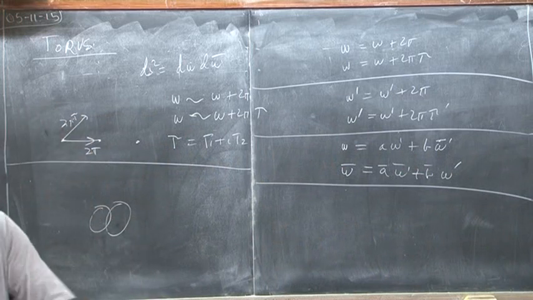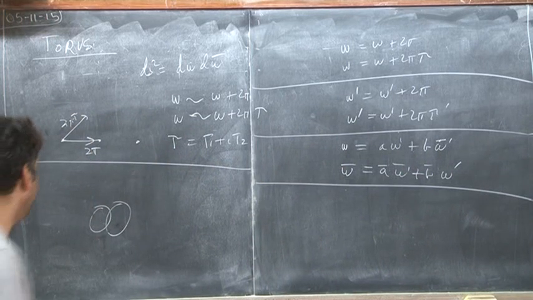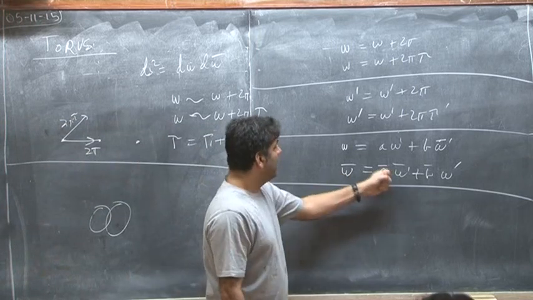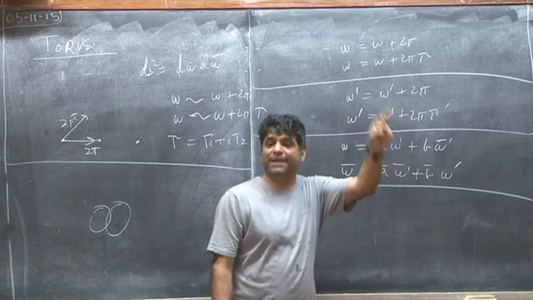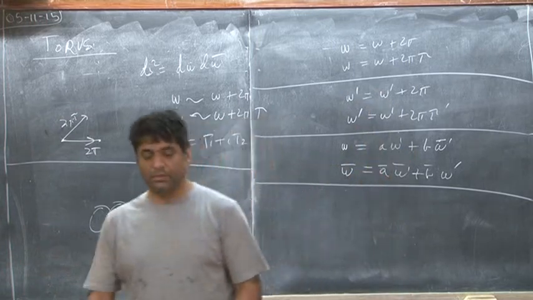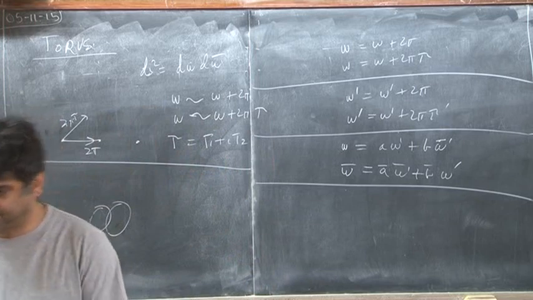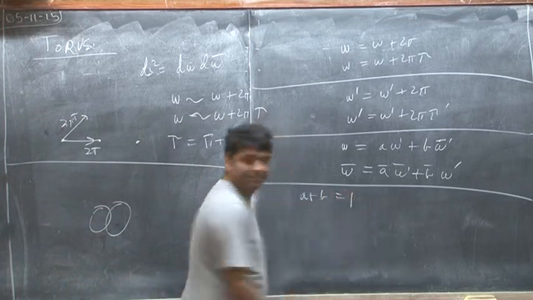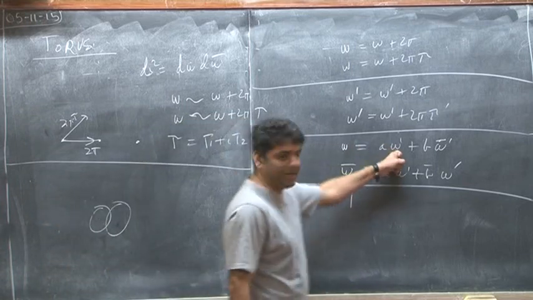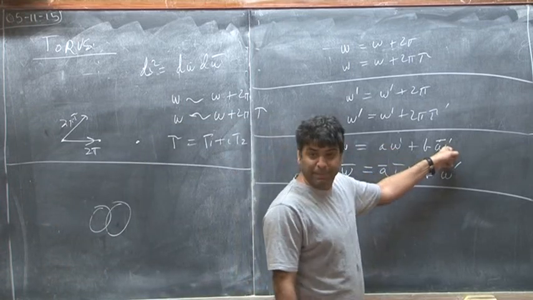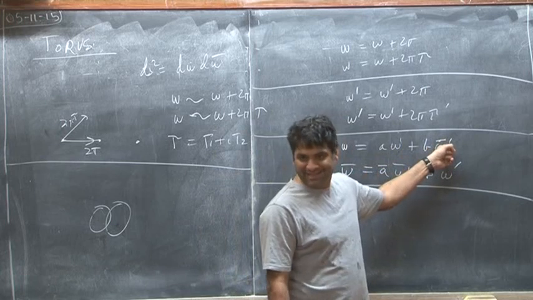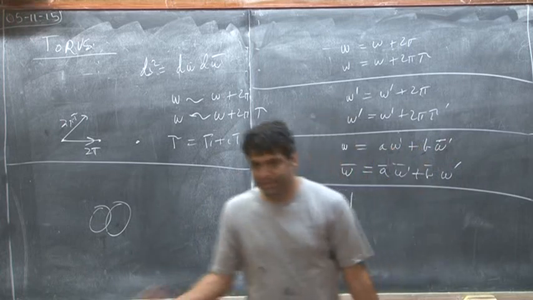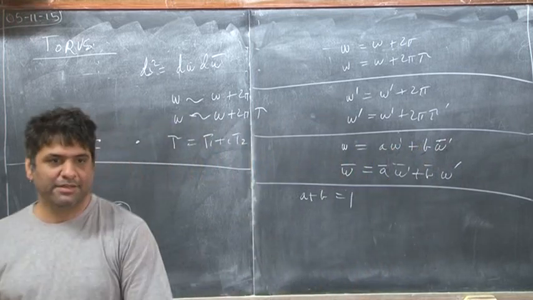I'll talk about that in a moment actually, but modular transformations and so on. But let me quickly do this. When w' changes by 2 pi, we want w also to change by 2 pi. It's clear that means that a plus b is equal to 1, because when w' changes by 2 pi, w' bar also changes by 2 pi, because 2 pi is real. So this whole thing changes by a plus b times 2 pi. That only works with a plus b.